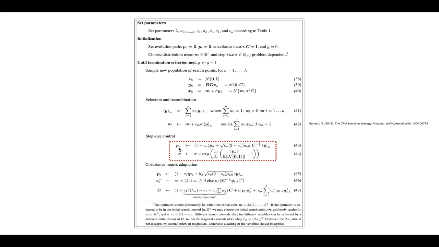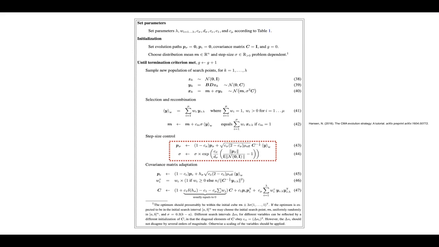And after we obtain this evolution path, we're going to calculate its length, and we're going to compare the length against a reference, which is the expected length of the vectors sampled from a standard normal distribution. And if this ratio is larger than 1, this entire expression is also going to be larger than 1, and step size is going to be scaled up, and otherwise it is scaled down.